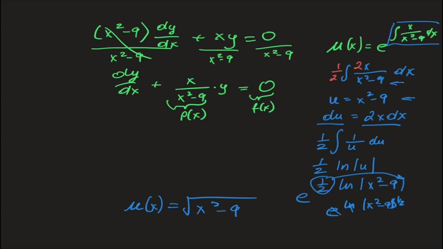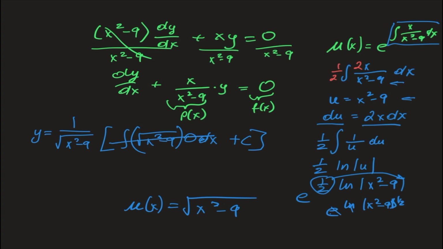So taking this back and putting it back into the formula from the beginning, we have y is equal to 1 over mu, which is 1 over square root of x squared minus 9, times the integral of mu, again, which is square root of x squared minus 9, times f of x, and I mentioned this in the beginning of this example, f of x is just 0, dx, plus c, right? Which again, that 0 is going to make this whole entire integral 0, giving us our final answer of c over square root of x squared minus 9.